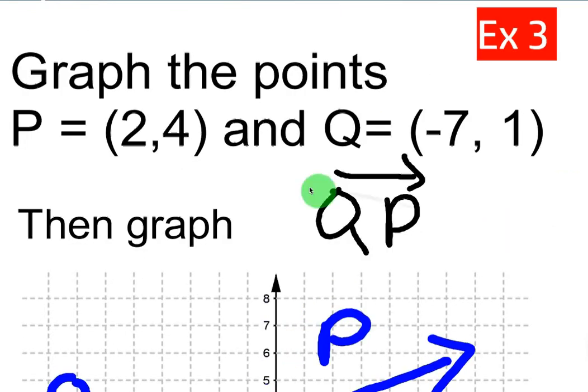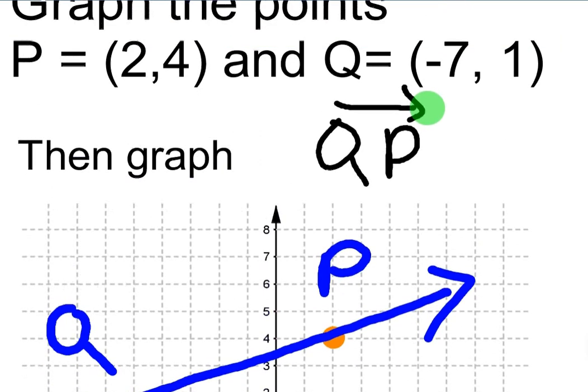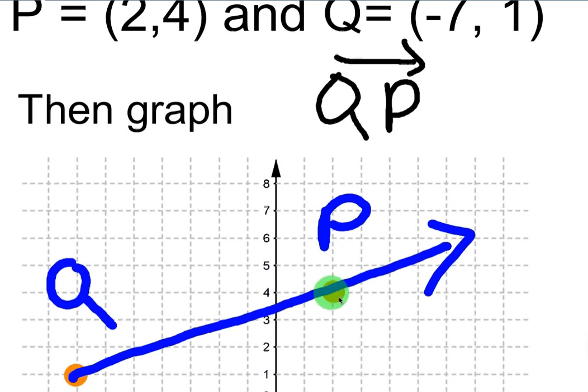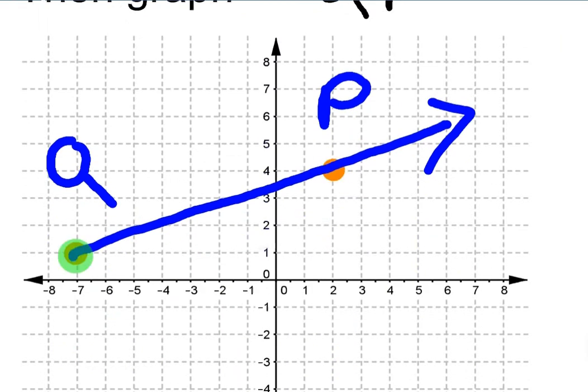Okay, next we have the point (2, 4) for P and Q equals (-7, 1). Sometimes we use Q and P for points. This is particularly asking us to sketch a ray because it starts in one place and goes on forever. So the point (2, 4) is P. It's going to be right here. And the point (-7, 1) is going to be right here.